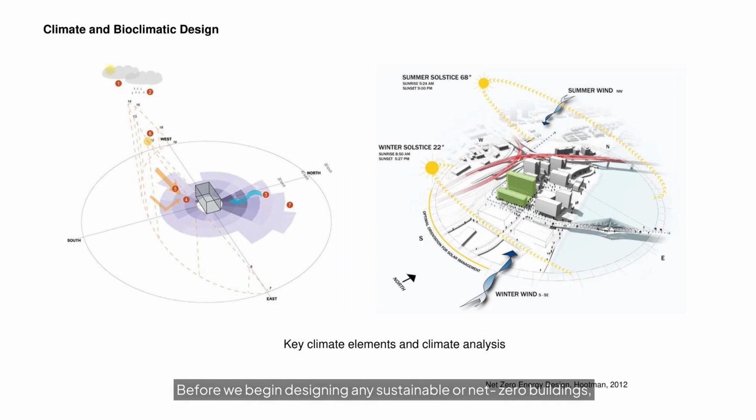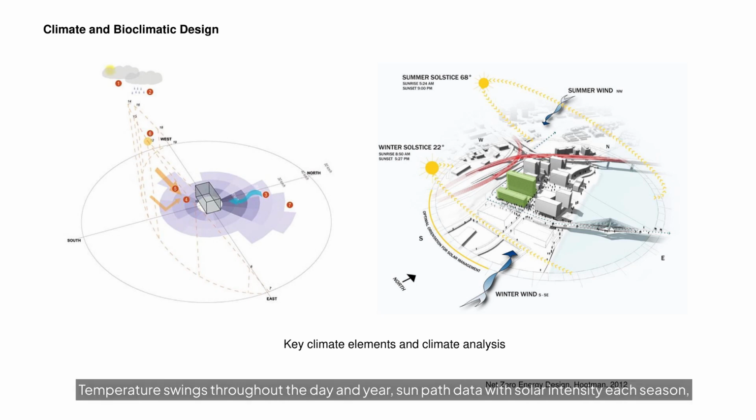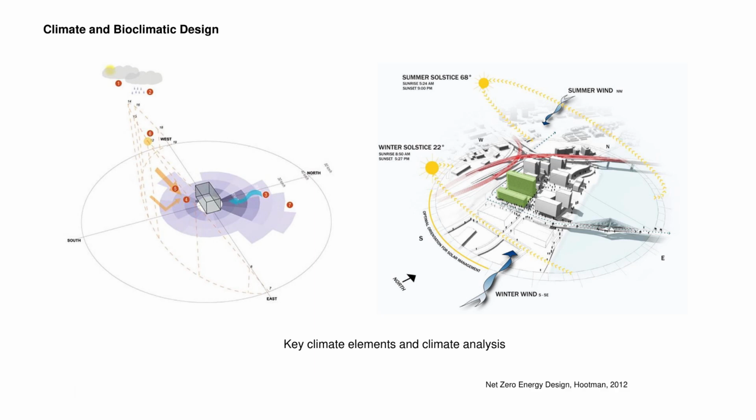Before we begin designing any sustainable or net zero buildings, we perform a climate analysis of the site, study the local climate data in detail, and examine how the building, site, and climate interact to shape the design in response to such environmental forces. Temperature swings throughout the day and year, sunpath data with solar intensity each season, prevailing winds, humidity levels, and precipitation patterns are essential for bioclimatic design. Analyzing these factors allows us to identify design opportunities and challenges.